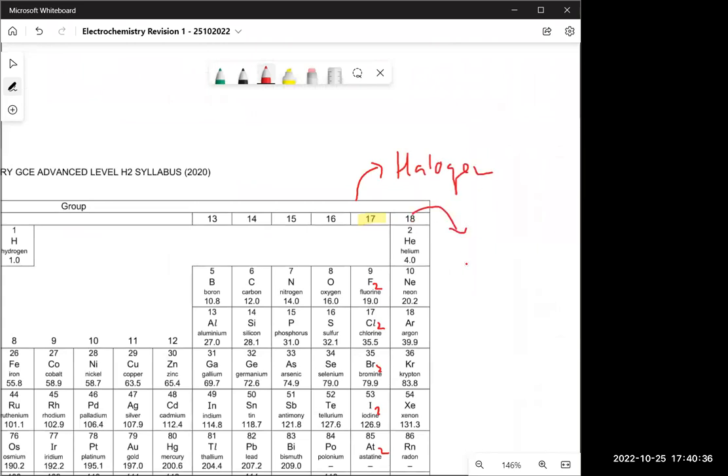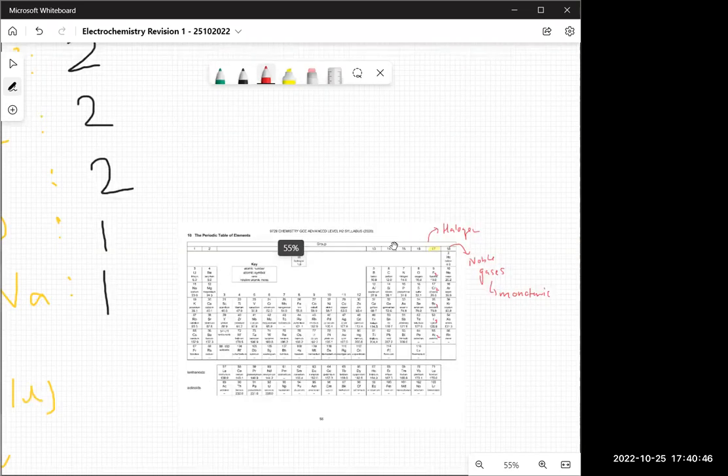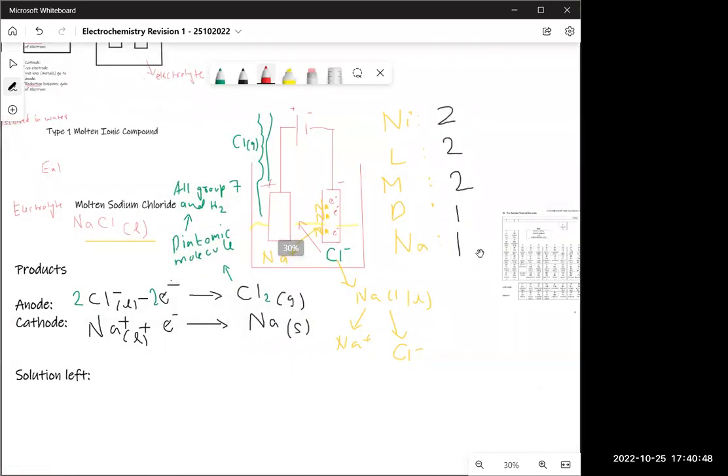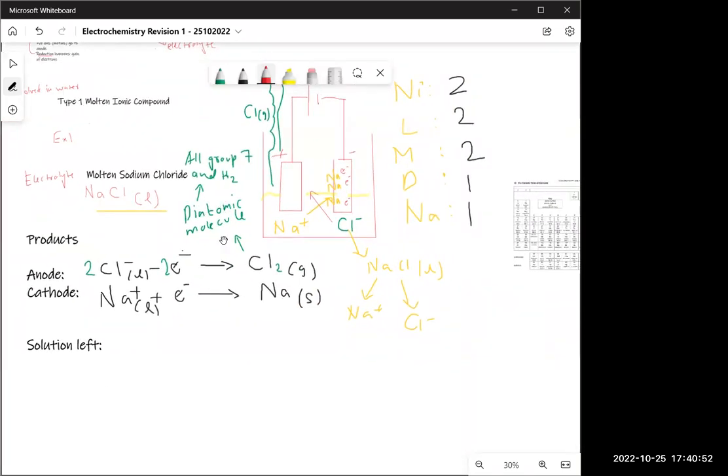And group 8 is called noble gases. But we're not looking at noble gases. Noble gases are always monatomic. So you can write this in your notebook later. Or you don't have to write it actually. You need to memorize it. So always diatomic. Now, we have these reactions taking place.